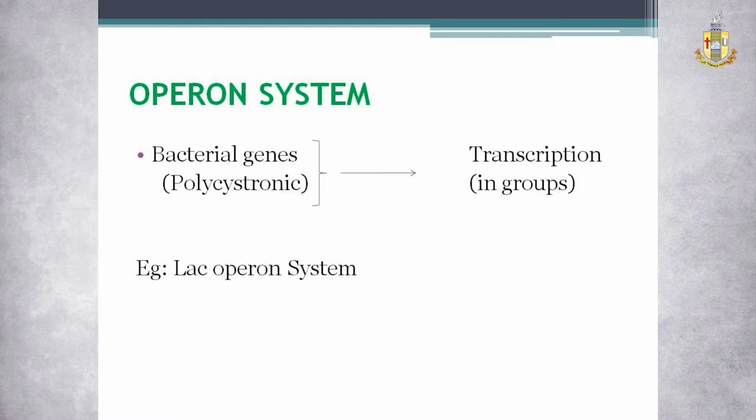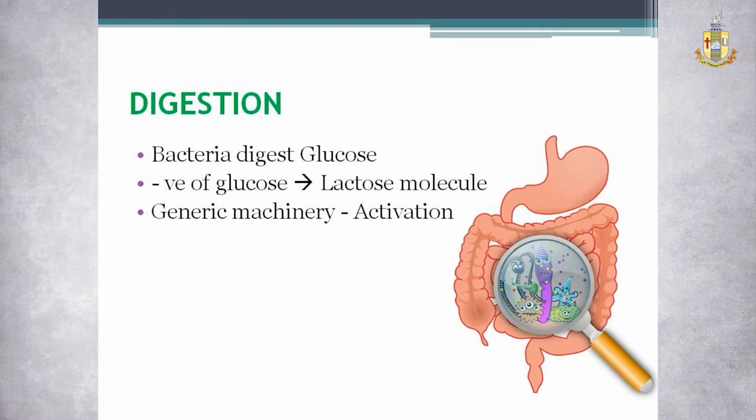Most of the bacterial genes of related functions are grouped under the control of a single promoter. The genes are transcribed into a single mRNA. Polycistronic bacterial genes that are transcribed together are known as an operon. A well-known example of this operon system is the lac-operon. The terminology lac refers to the lactose molecule.